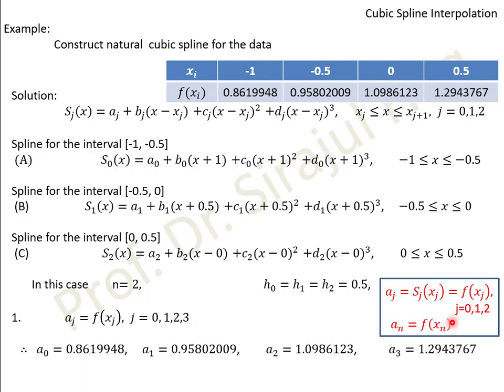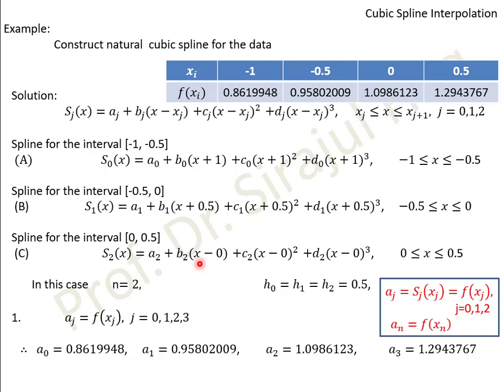When I use them, x is equal to minus 1, so this portion will become 0. A0 is equal to f of x0, which is given by this quantity, and you can see that's the value of A0. When x is equal to minus 0.5, this portion will become 0. We are getting A1, and A1 is equal to S1 of minus 0.5, which is equal to f of minus 0.5, and f of minus 0.5 is this value. That's the reason I'm writing A1.